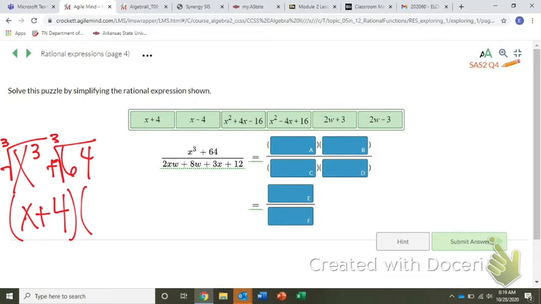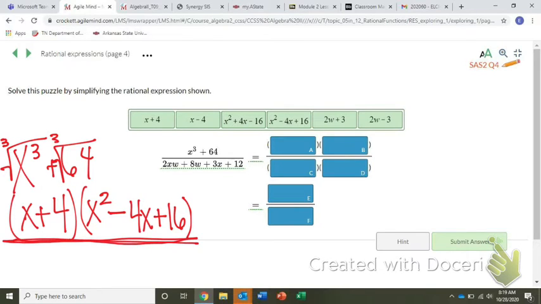All right, then we have a squared, which would be x squared. Remember, it's plus minus, and then it would be 4x, minus, plus 16. Okay? So that will be our top.